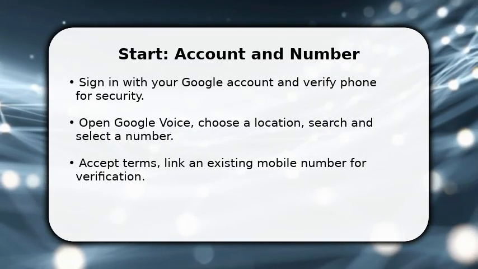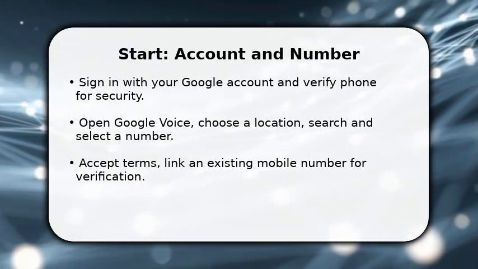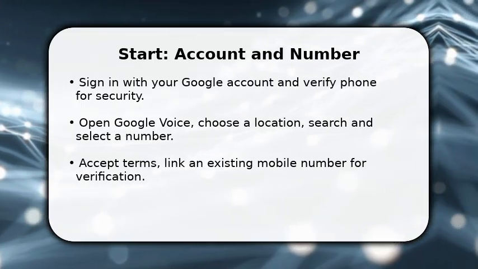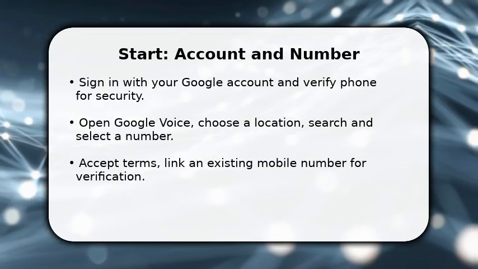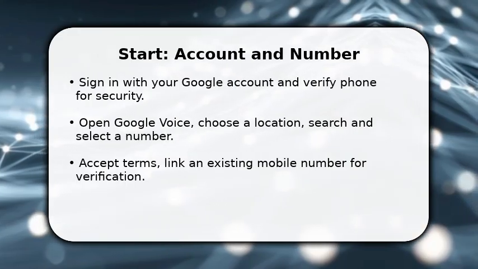You'll begin by signing into your Google account and verifying a reachable phone number. This step prevents number loss later. Once signed in, open Google Voice and immediately search by city or area code to pick a number you want. When you find one, select it and confirm.